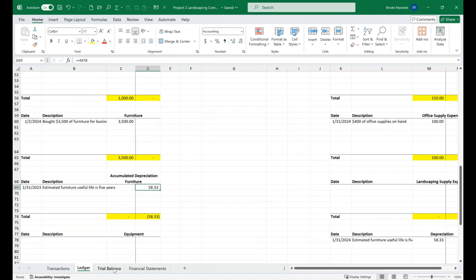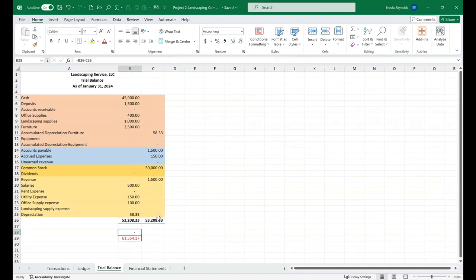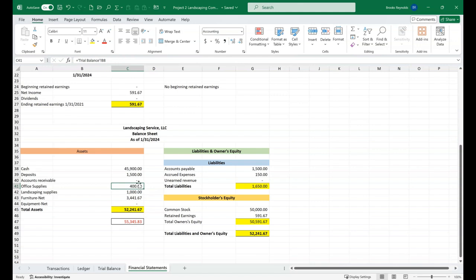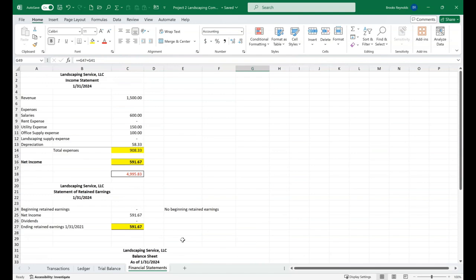All right, so then we look at the trial balance. Trial balance is good. We've got depreciation of 58.33 and accumulated depreciation of 58.33. What that means is that our furniture net is going to be the difference. You can see that 3,500 minus the 58.33 gives us the balance. So total assets are 52,241.67, and total liabilities and owner's equity is 52,241.67.